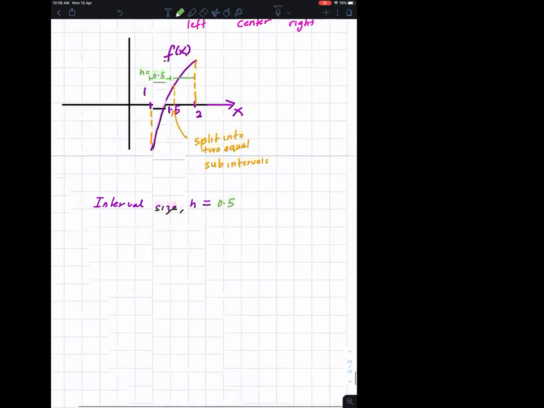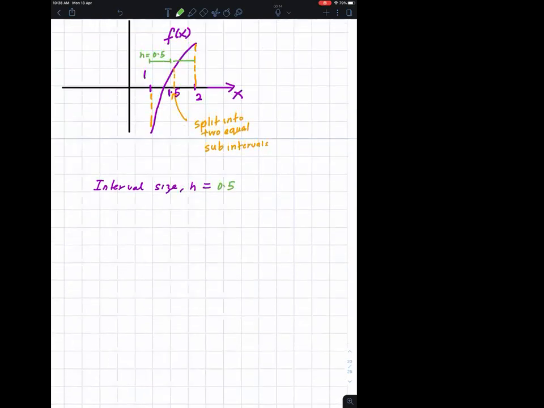So you have this information: the left end point, the midpoint, and the right end point, and then you know the interval size, so you can solve this problem. Y left equals F(1). Y center is F(1.5). Y right is F(2). Agree?